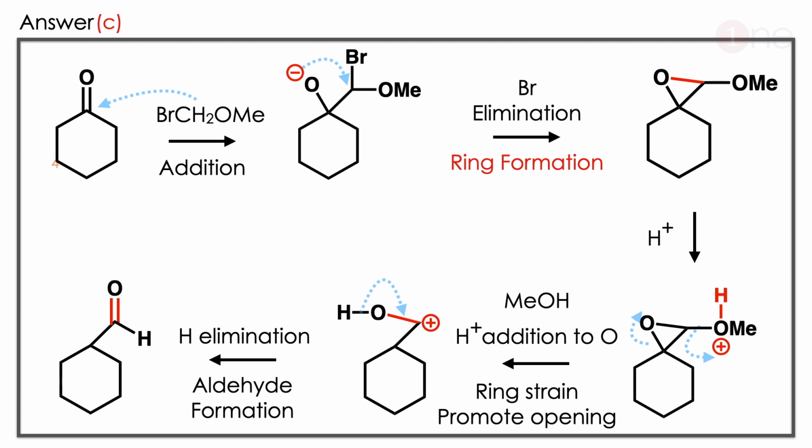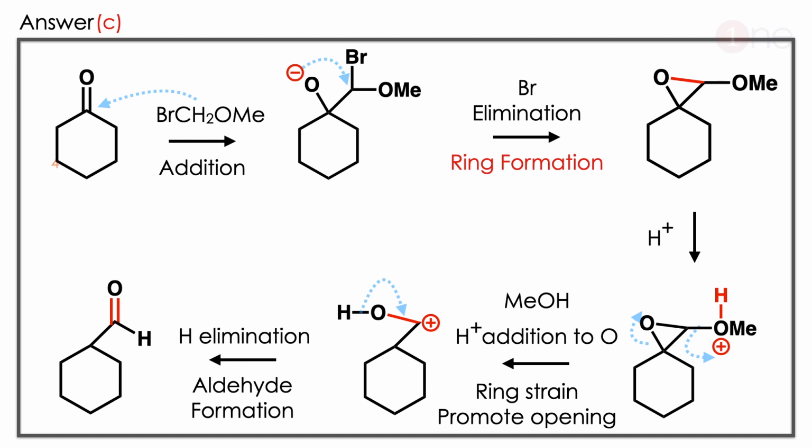The answer is C. Let us see how. The starting material is a cyclohexanone with a bromine substituent and methoxide. The acidic hydrogen can be removed, and the resulting carbanion attacks the carbon there. So the addition reaction occurs. O minus forms, the O minus attacks the carbon, and bromine leaves.